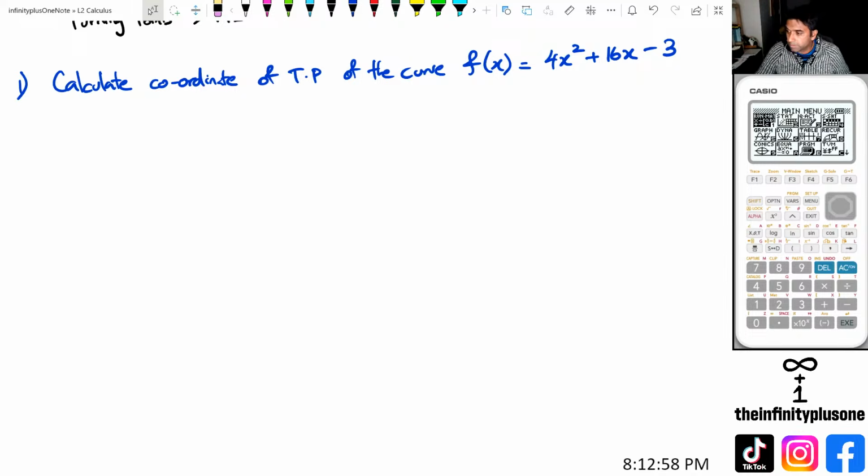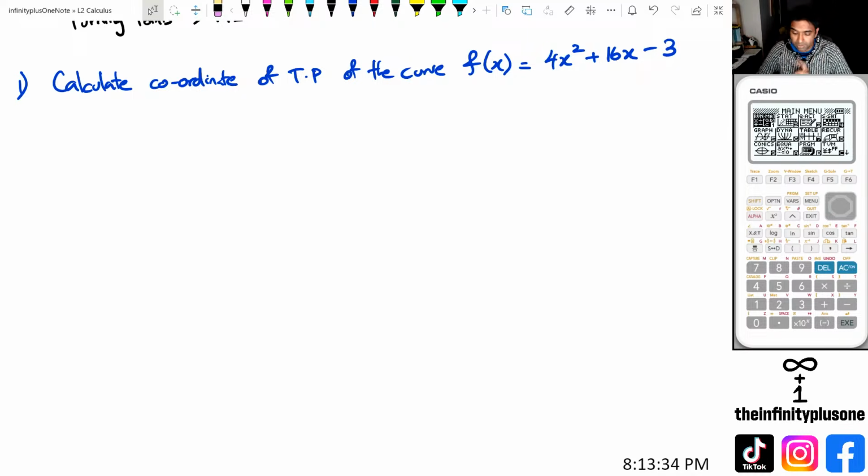Looks like an ugly number. Yes, Elliot, because that's telling you that the gradient is equal to 0, so you want to put f dash of x equal to 0.